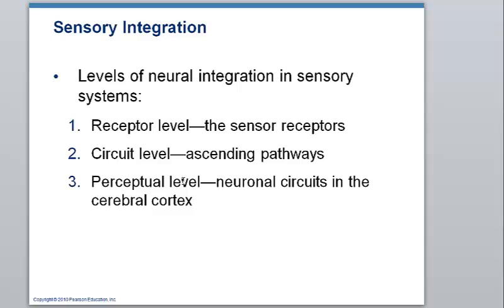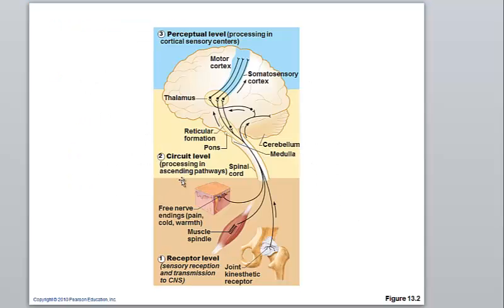Then you have the pathways, which is the circuit level, where it is transmitted to your CNS. And then the perceptual level, where it is integrated and analyzed. That is in your cerebral cortex, more specifically your postcentral gyrus of your cerebral cortex. Remember from the previous chapter. So these are the 3 levels of neuronal processing happening for your sensory perception and integration.